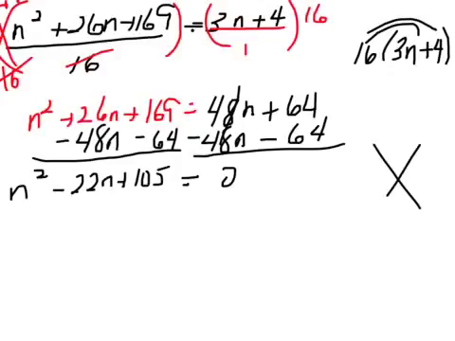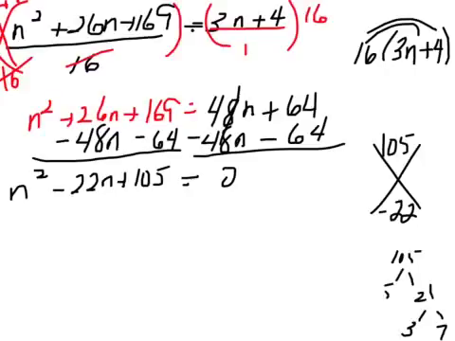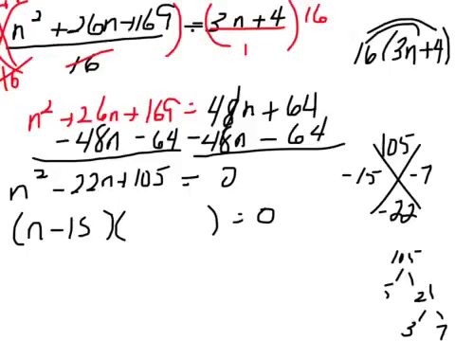So I'm thinking, okay, what can I multiply to get 105, and at the same time it adds up to negative 22? Well, let's look at 105. That's what, 5 times 21? That's 3 and 7. Let's see if we can figure out how to factor this. Okay, it looks like it would be 15 times 7. If I made this a negative 15 and a negative 7, that would work. So I would have n minus 15, n minus 7.